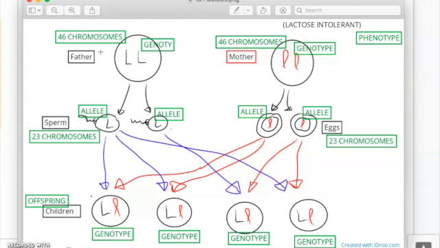So we've got homozygous dominant genotype over here with the father, homozygous recessive genotype with the mother because she has two recessive alleles. The father has two dominant alleles. The children each have one dominant and one recessive. This gives them a heterozygous genotype. And heterozygous is not dominant or recessive, it's just heterozygous because it contains one dominant and one recessive allele.